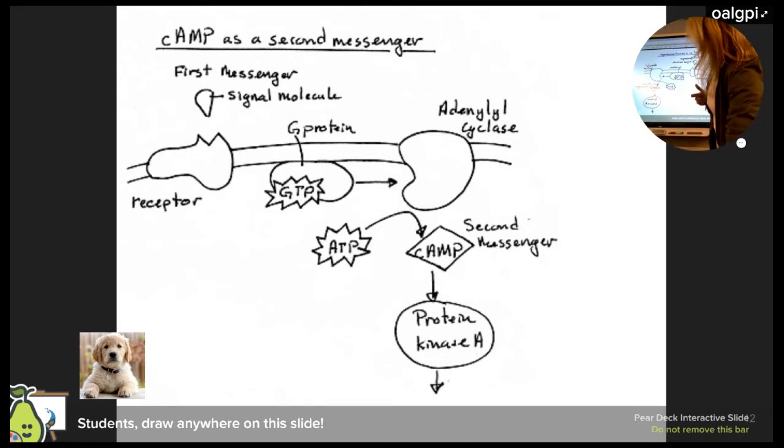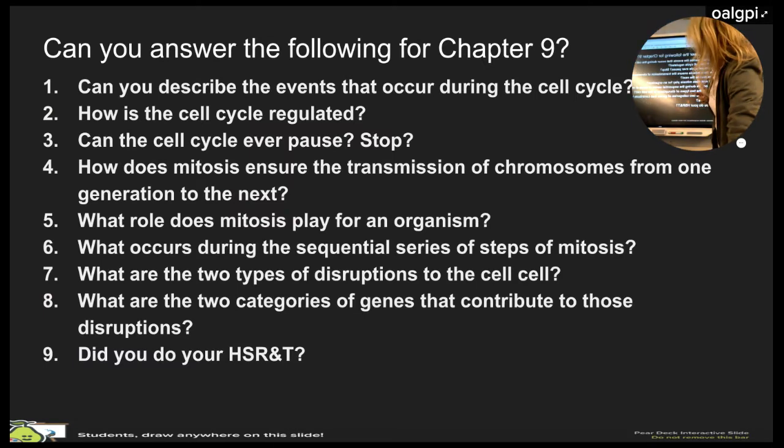Okay, moving on. I'm going to go to chapter 9. This unit is about the cell cycle, regulation of the cell cycle, mitosis, and then when things go bad, when we talked about cancer. Okay, so just take a quick minute to look through that. You learned a lot this semester.